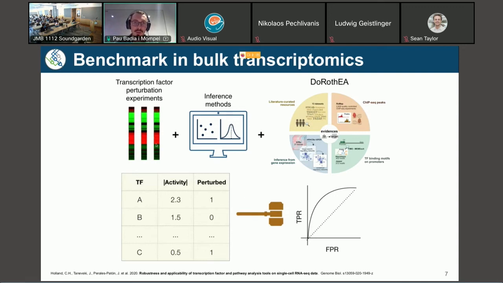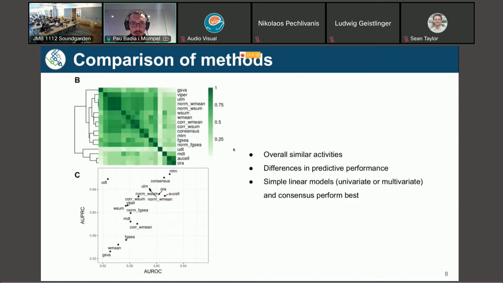So once we have run Decoupler on the benchmark data set, we obtain transcription factor activities. And since we know which transcription factors are perturbed, we can assess how good our methods are at recovering these perturbations, right? So after running Decoupler through the benchmark data, the first thing we observed was that all these different methods return similar activities, they are correlated, but we observed that they show differences in their predictive performance. We observed that simple linear models, univariate or multivariate, seem to perform best, and also the consensus score of the methods.